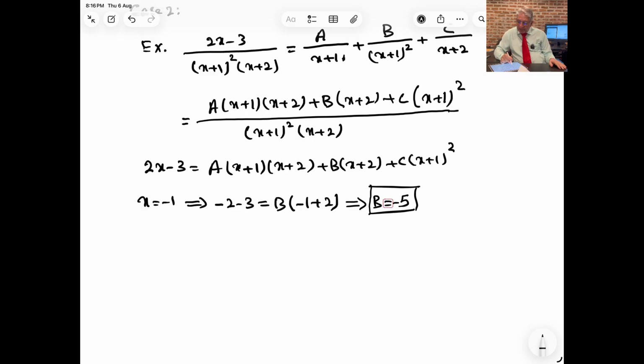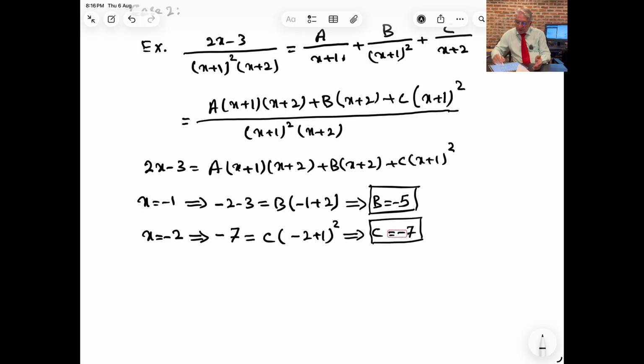Now, if I substitute x equal to negative 2, then on the left hand side, I am getting negative 4 minus 3, which is negative 7. Then the first part, the coefficient of A will be 0, and then B also will be 0. Then I am going to get C times (negative 2 plus 1)², which is 1. Therefore, this will be only C. C is equal to negative 7.